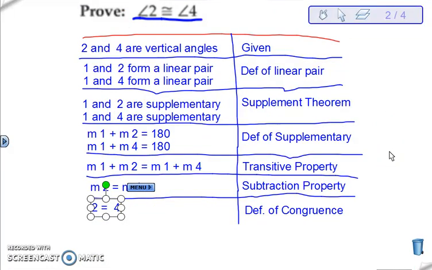Alright, and so then we have a bunch of little symbols that we need to add in. Angle 2, angle 4. Adding in all the angle symbols. And then finally, I need to put the little squiggle to say congruent. And that is our formal proof.